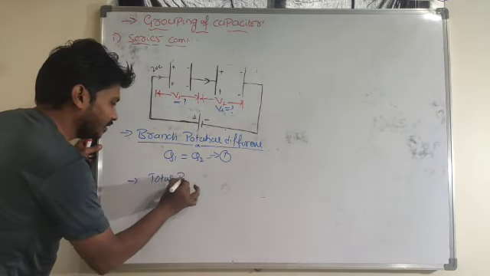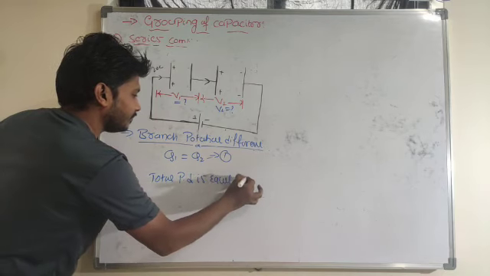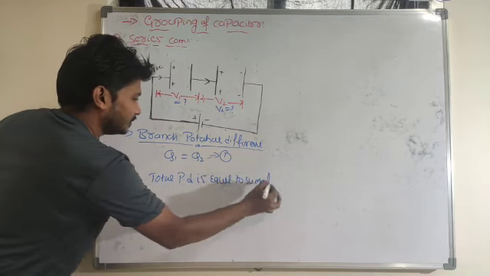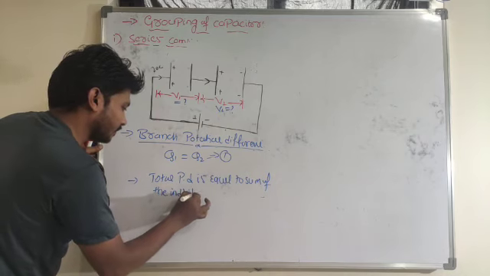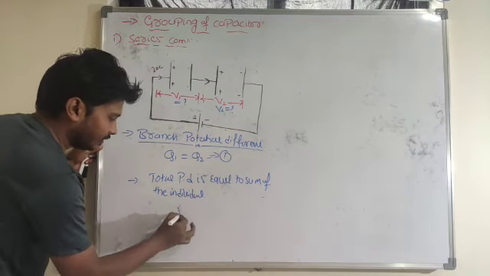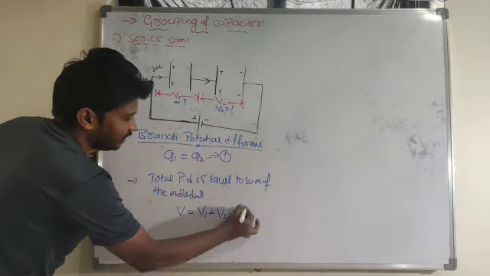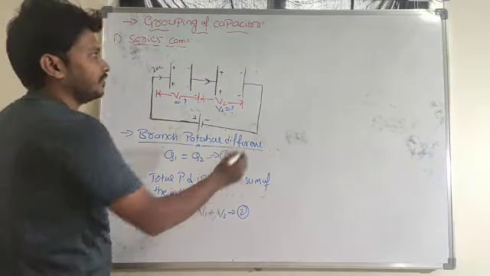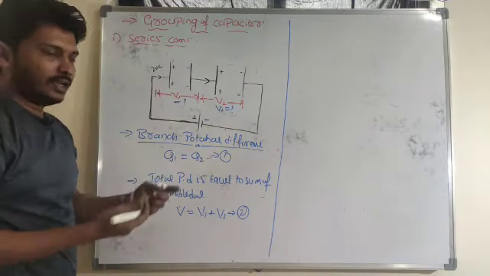So look at here, total potential difference is equal to the sum of the individual. Shall I take that V is equal to V1 plus V2 here? So V is equal to V1 plus V2. Now I will rearrange this one.